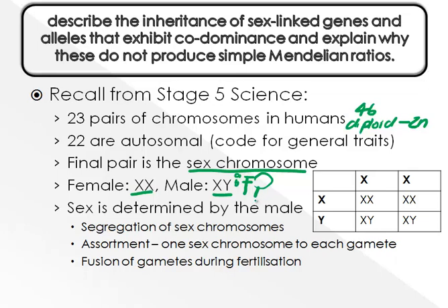Males receive certain traits when they're recessive based on this XY chromosome. So sex is determined by the male, because the female always contributes an X chromosome. The male, as we can see in this cross here, contributes an X or a Y chromosome. So the male always determines the sex of the offspring.